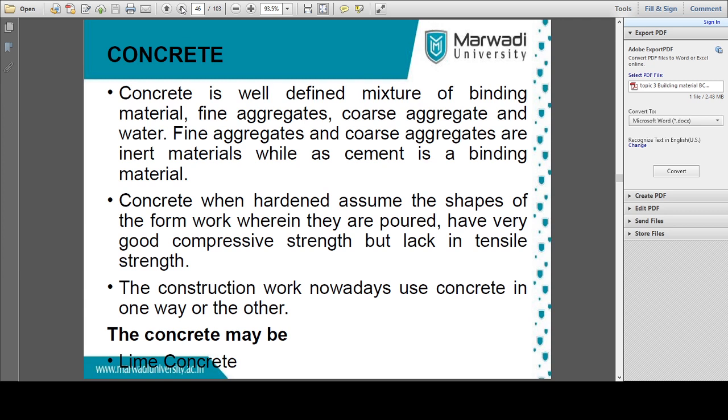Now we move to the topic concrete. So concrete, actually there is no fixed definition, but still we need to have its technical definition as a mixture of fine aggregate, coarse aggregate and water. So these are the three major components along with the cement. Fine aggregate and coarse aggregate are inert material, while cement is a binding material. So cement will bind this aggregate, fine aggregate and coarse aggregate.